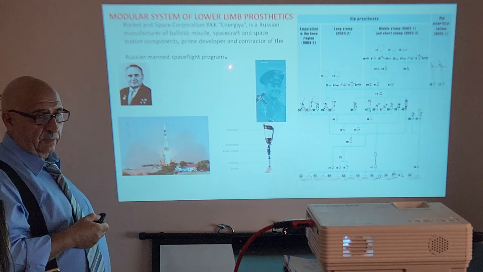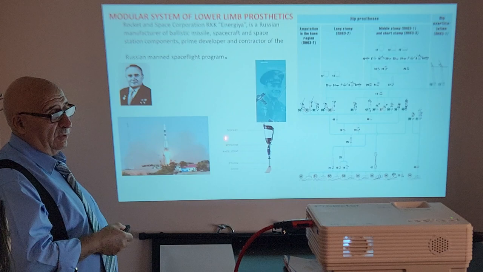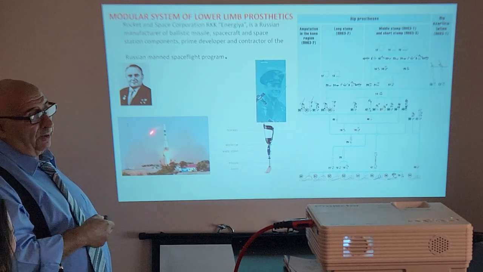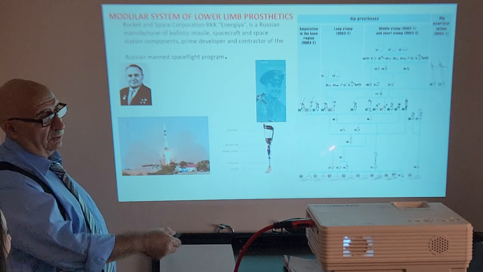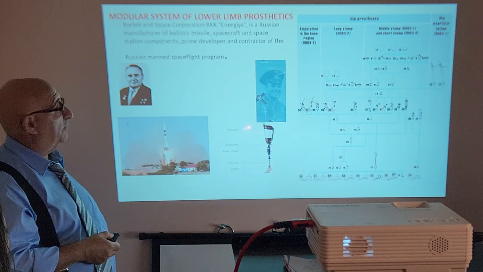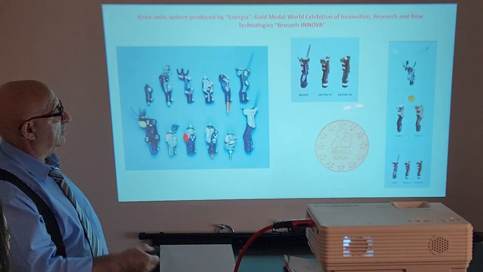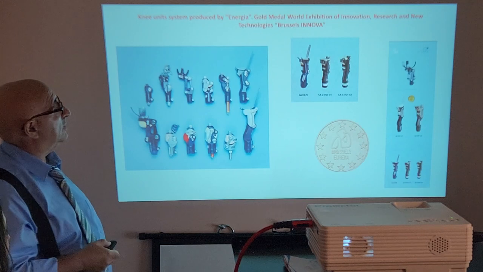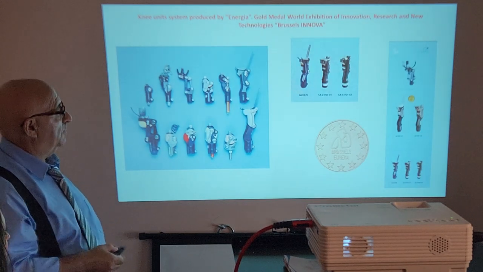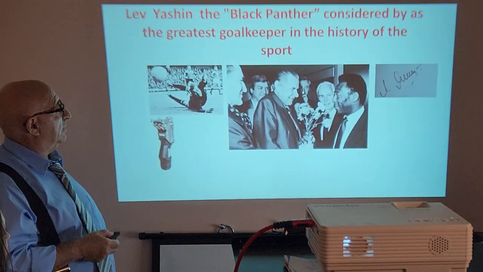If you know this name, he created the first rockets, and Gagarin, maybe you know this name. Maybe Soviet Union. So this is the company that produces all this stuff right now. All this stuff, they have been making for about 35 years already. Yes, next. This is a different configuration, this gold model from the World Brussels exhibition, all these units. Next. Okay, next, I will skip it.